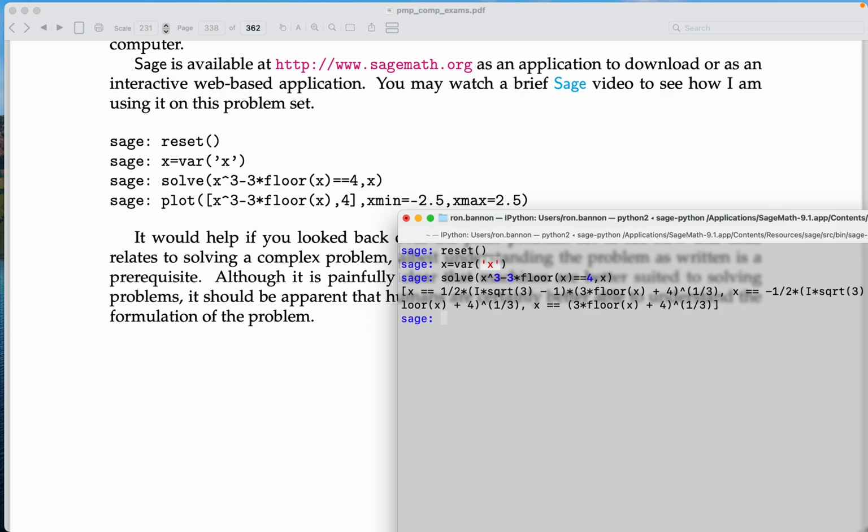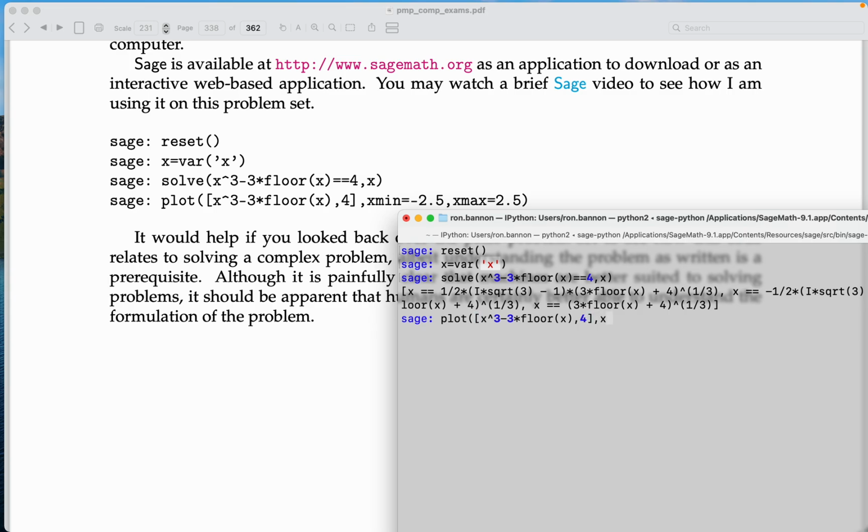All right? So what I want to do is plot. And we'll go back over this to make sure you understand what we're talking about over here. It looks like we're going to plot a list. And the list we're going to plot is x cubed minus 3 star floor x, and we're going to plot the number 4. That means y equals 4. There's two functions we're plotting: y equals 4 and y equals x cubed minus 3 times the floor of x.